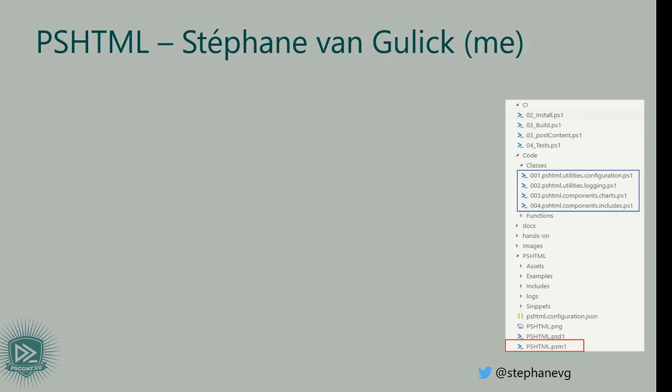And here we can see I have only 4 files. But in total, I have 37 classes, and I'm not counting the enums with it. And simply, I decided not to organize them one file, one class, which we're going to see in a second in another module, but I organized them by theme. So, for example, if you have a look, I have here logging or charts. Charts is a very big part of PSHTML, and that's 100% classes.